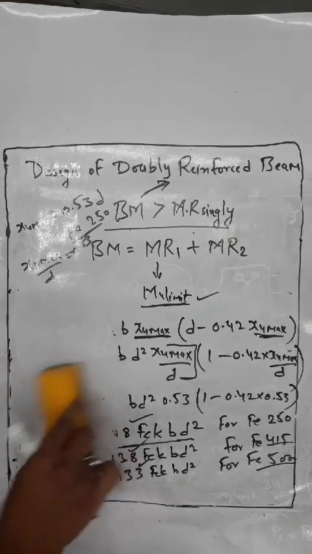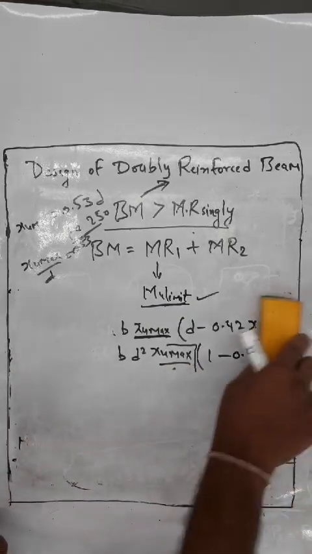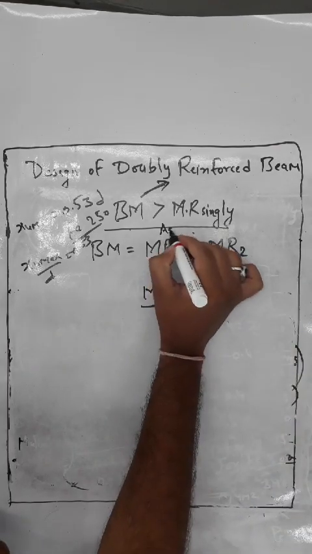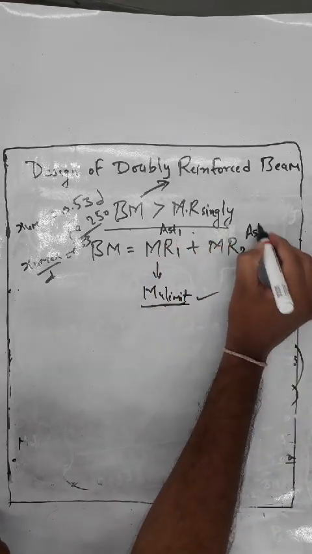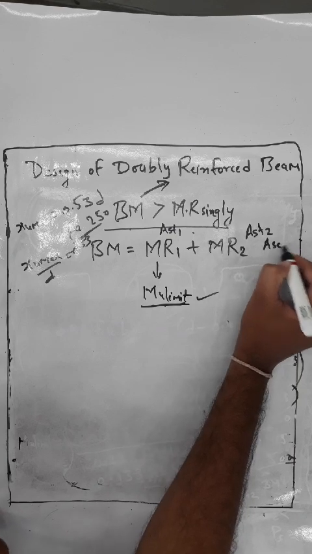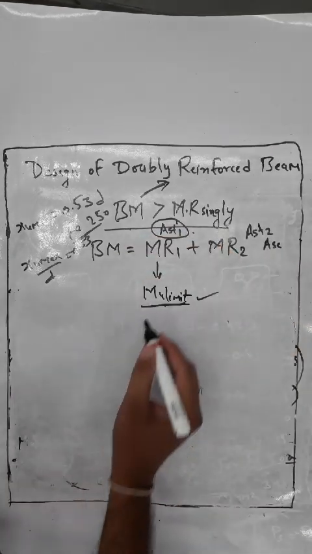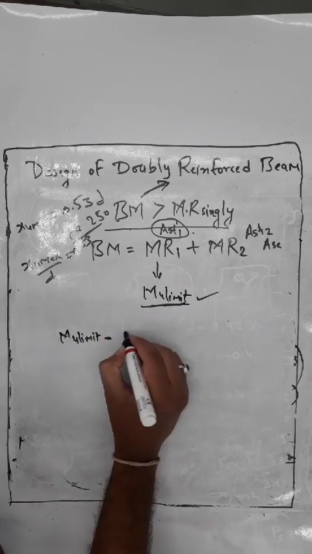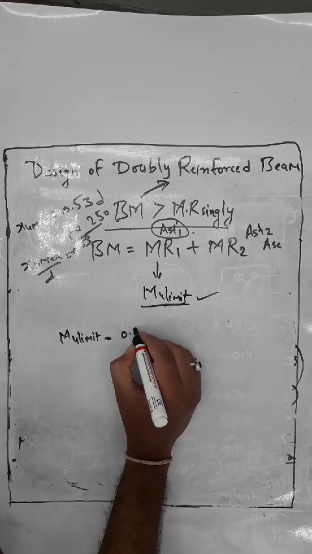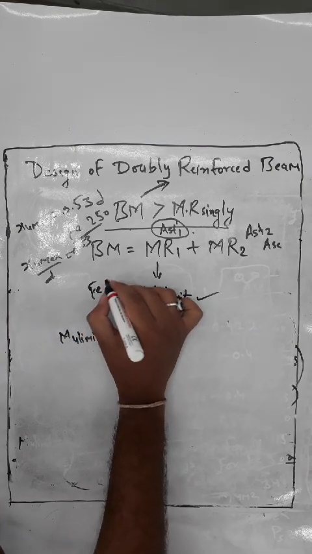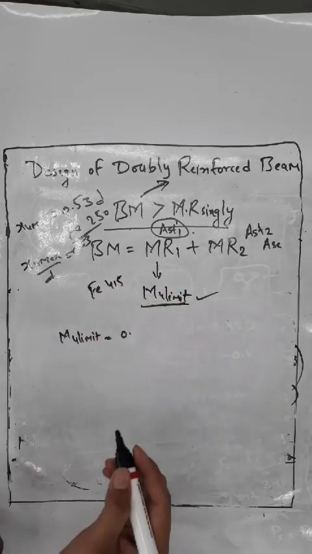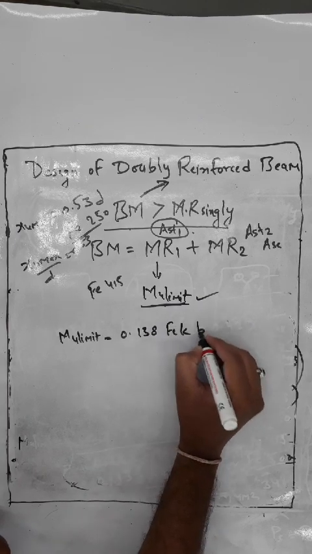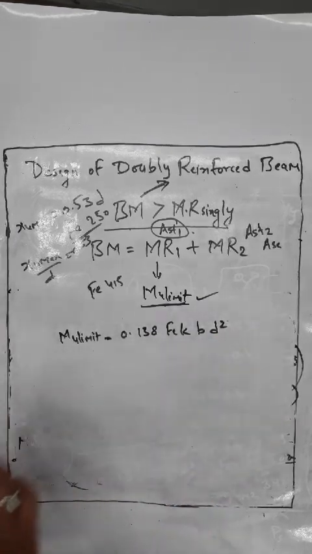Now we have to find area AST1, AST2 and ASC. So in that case we have AST1, and here in MR2 we have AST2 and ASC. So first we have to find the AST1. So mu limit is equal to, for example, here we have Fe 415. So for Fe 415 we have 0.138 FCK BD square. You find this value.